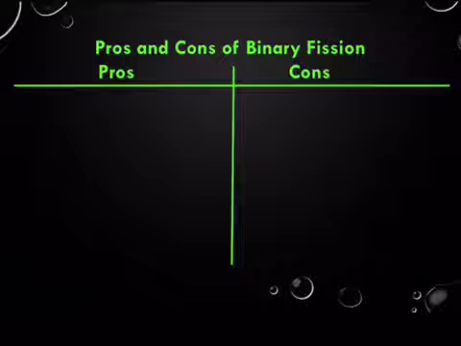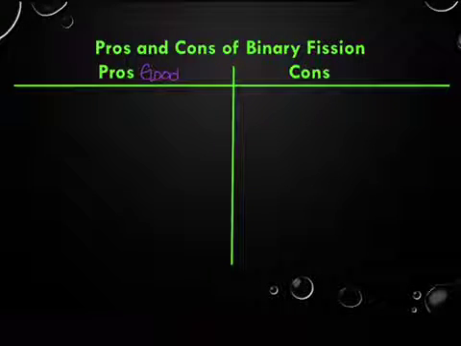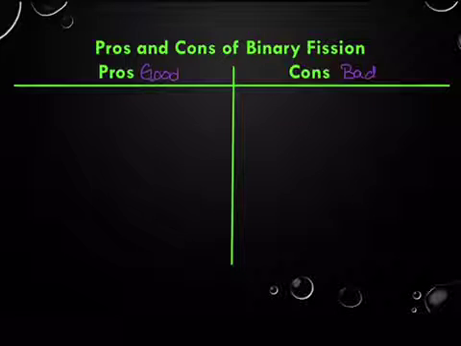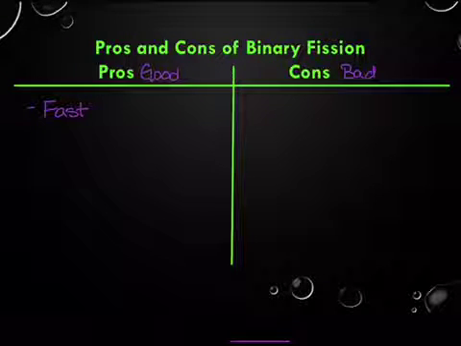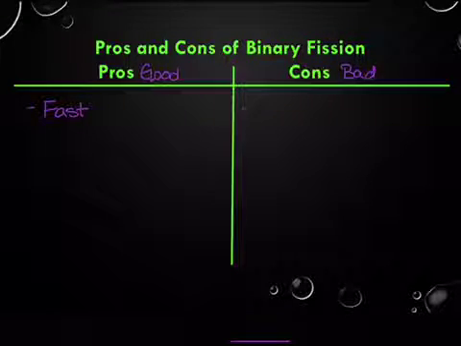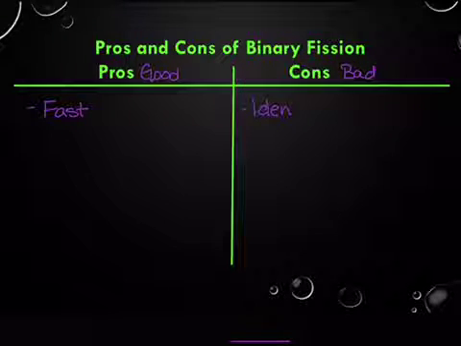So pros are like the good things, and cons are the not so good things or the bad things. So one of the really good things about binary fission is that it happens very fast. It happens very, very quickly. Cons, the bad of binary fission is we get those identical daughter cells.